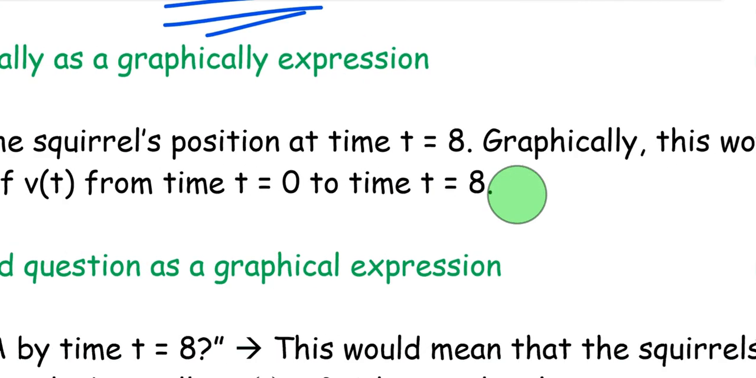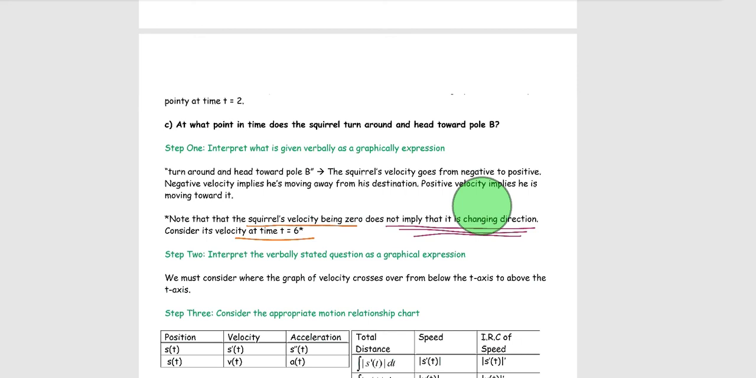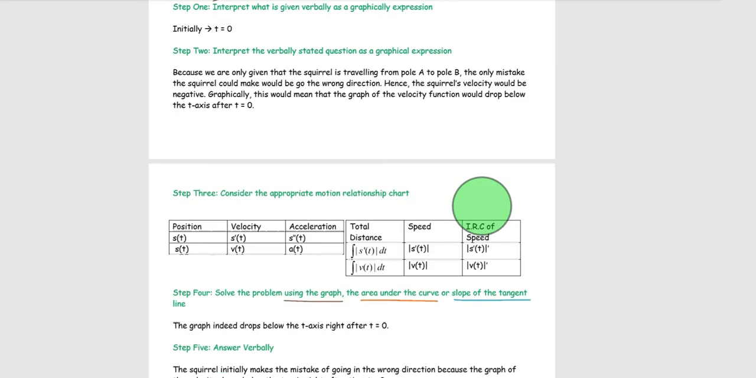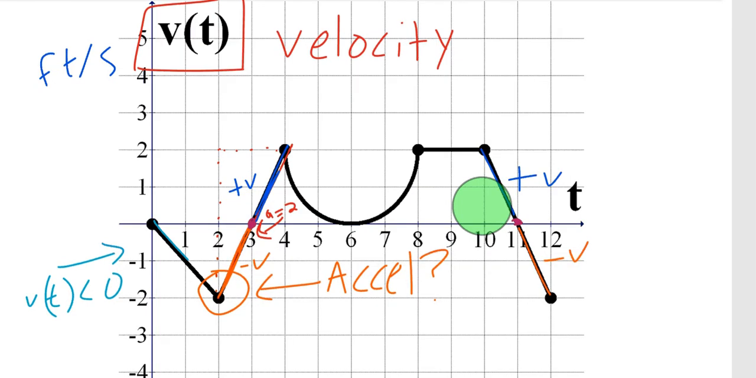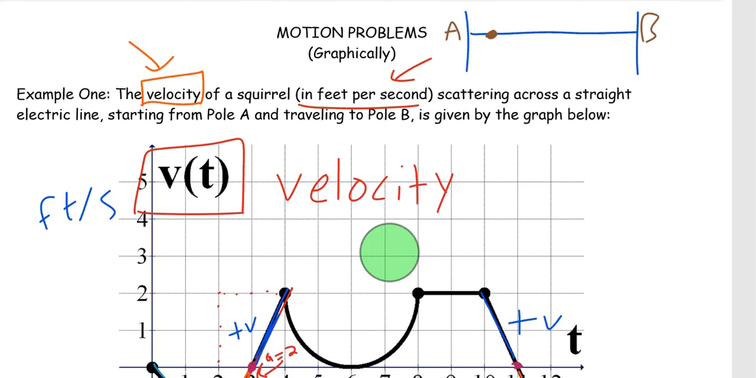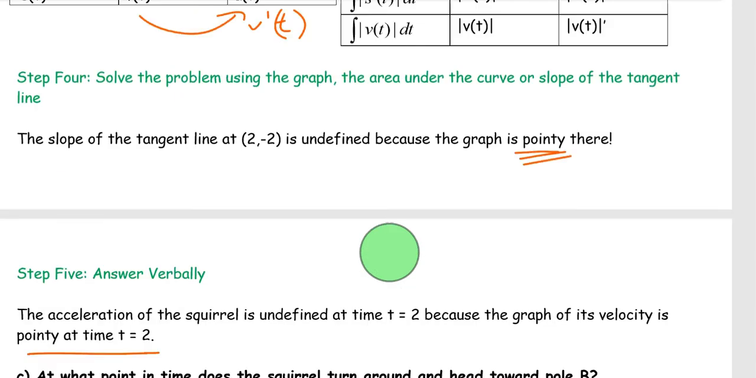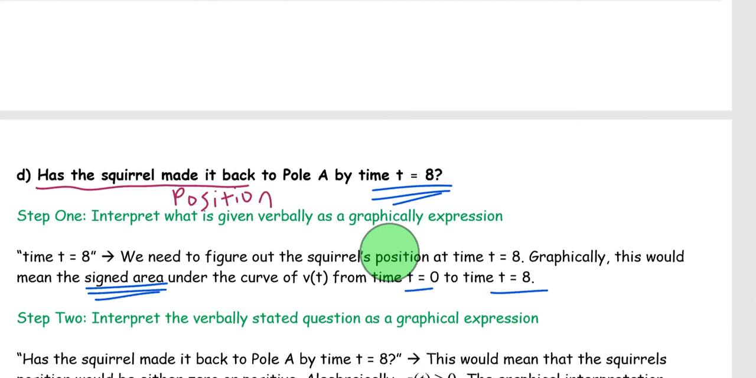Now, I will say this. We want to go from t equals 0 to t equals 8 because we know its initial position is 0. If its initial position was given in the problem as something else, we would have to add the change in position, or the area under the curve, to the initial position to get its final position. But in this case, its initial position is at point A, so we don't have to do that. But just remember that, because sometimes that happens.